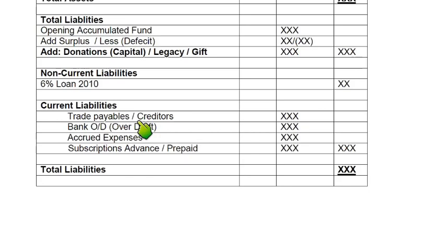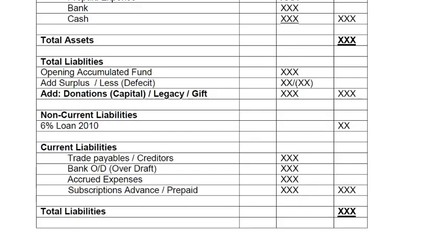Then we have current liabilities, again trade payables or creditors. This will be for canteen or refreshment trade payables. Then there can be a bank overdraft, then accrued expenses. If we haven't yet paid the electricity bill or insurance, then this is an expense owed. Then there is an important item known as subscription in advance. It means if the members have paid us money in advance, but we have not yet provided them services, we still need to provide them service, therefore it is a liability for us. Then we will add up all the current liabilities, and after that if we add up accumulated fund, then non-current liability and then current liability, we will get the figure of total liability.